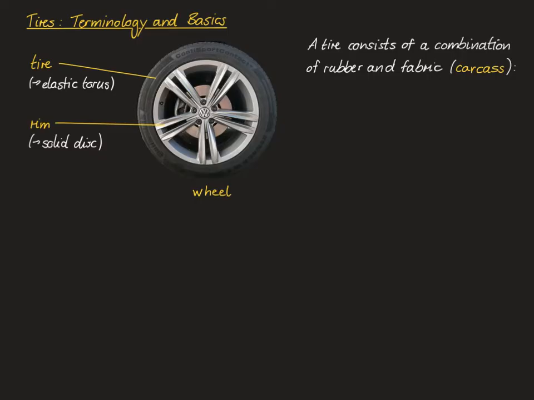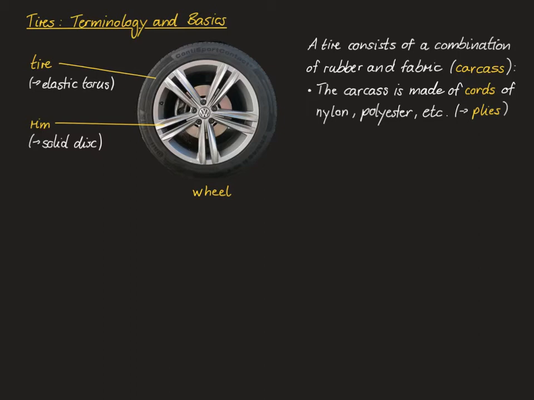In more detail, a tire consists of a combination of rubber and fabric, where the fabric construction is also referred to as the tire's carcass. So the carcass is made up of cords which are rubberized. After the Second World War, it was popular to use cotton, which was enforced by rayon. Today, other materials such as nylon, polyester, or fiberglass are used for those cords.